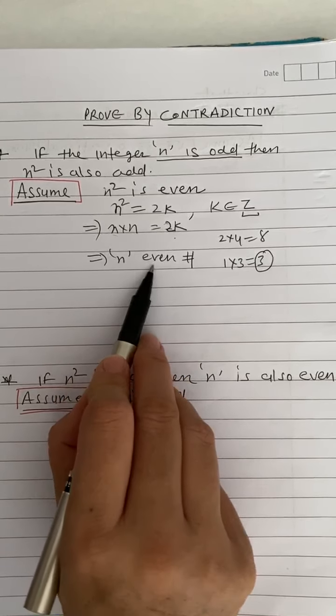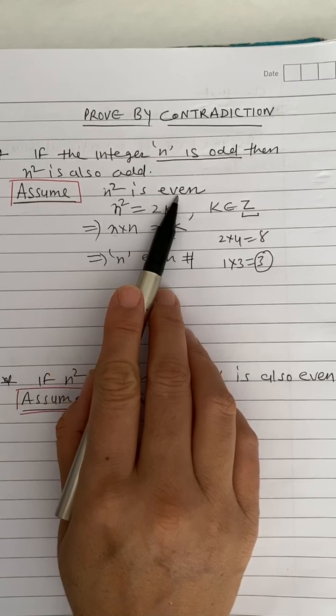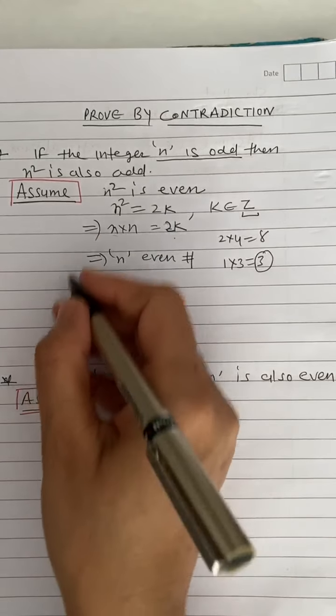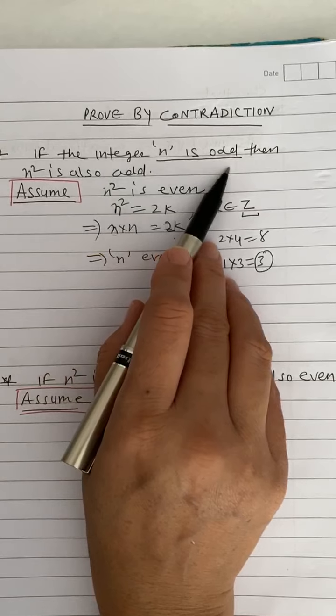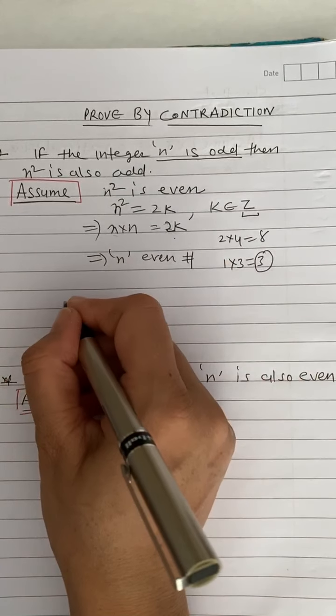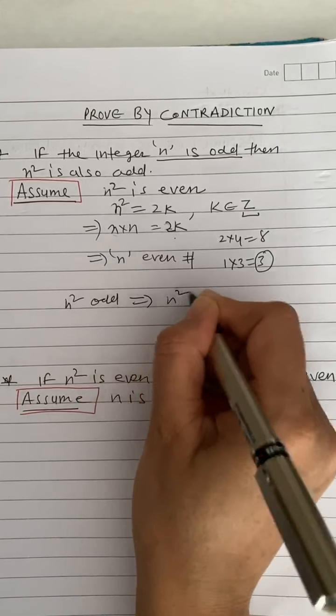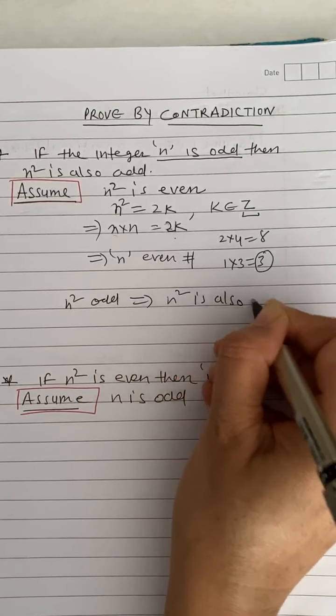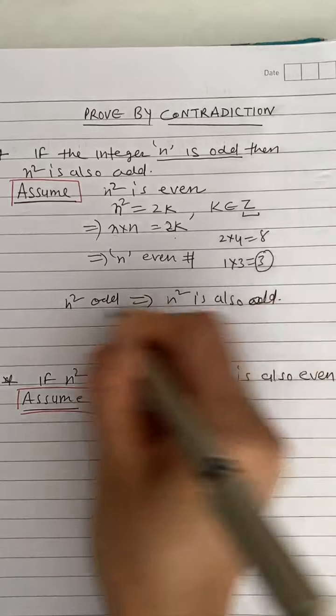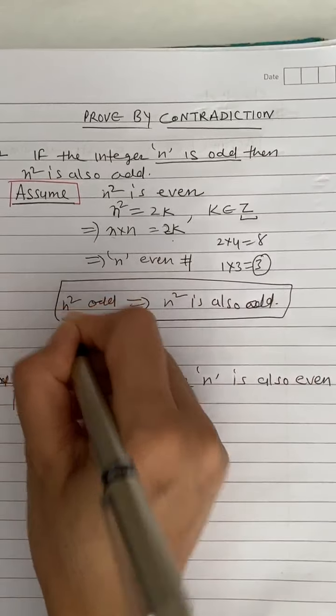In this case, n has to be an even number if we want n squared to be an even number, which means this is true: if the integer n is odd, then n squared is also odd. So n odd implies n squared is also odd. It's something which is good to keep in your mind.